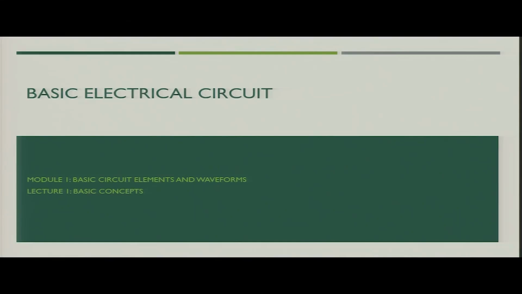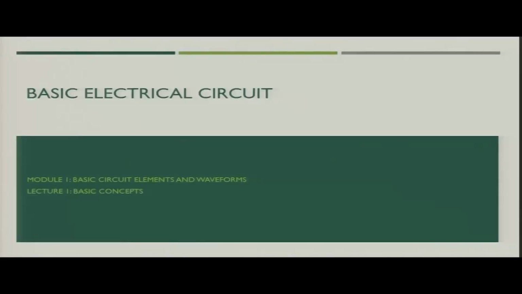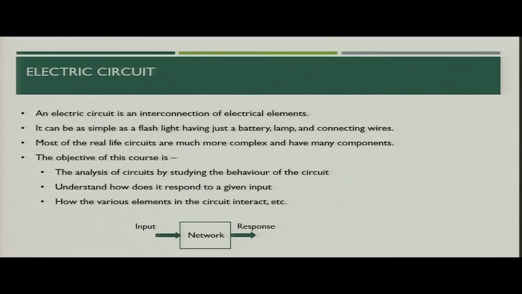Now, in this session we will talk more about the basic concepts of electric circuits. What are those concepts? Let us first talk about the electric circuit. An electric circuit is nothing but an interconnection of electrical elements. You can think of a flashlight, where you have only one voltage source, then the lamp and the wires. It is a simple electrical circuit, but in reality you will see a lot of complex circuits having multiple sources as well as wires.